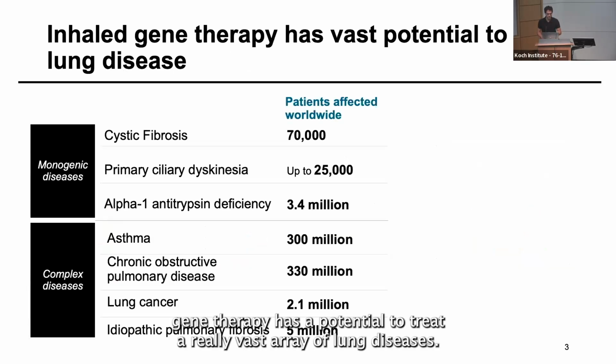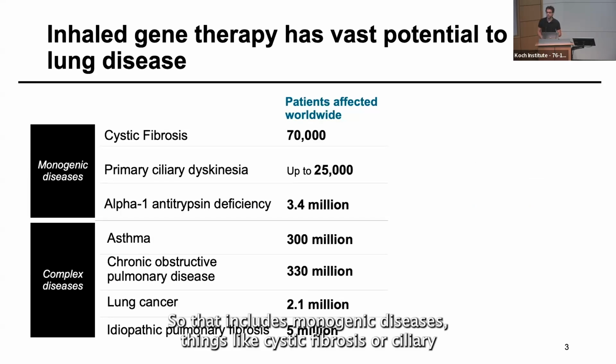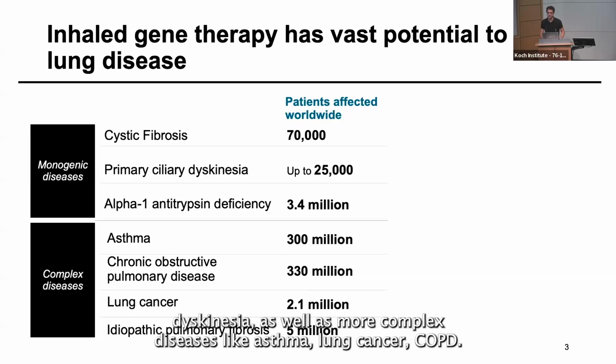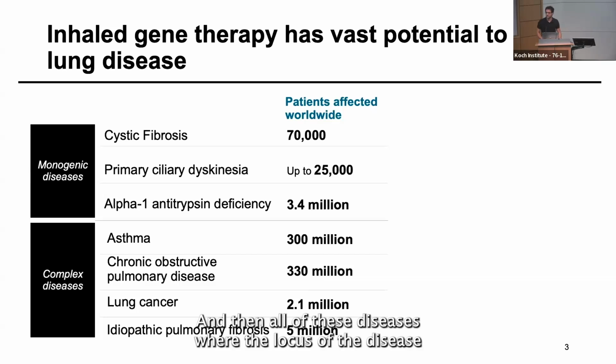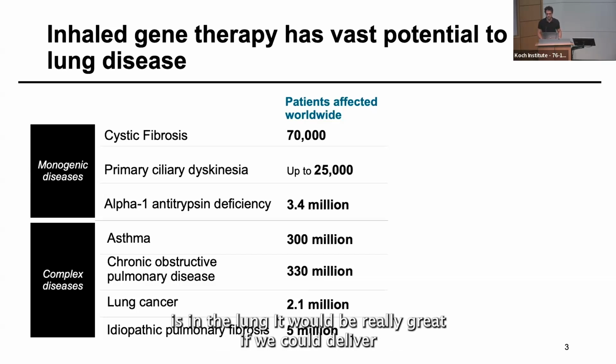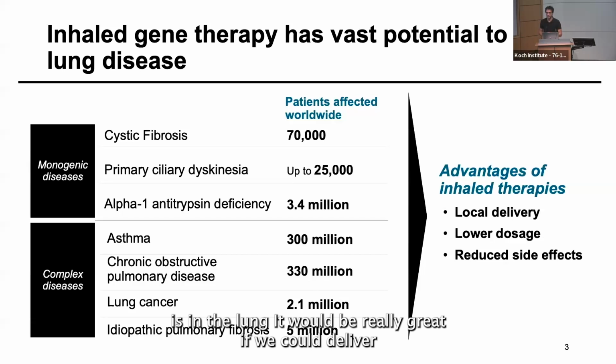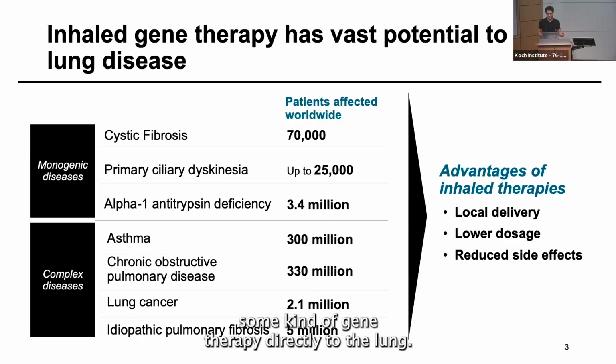Inhaled gene therapy has the potential to treat a really vast array of lung diseases. That includes monogenic diseases, things like cystic fibrosis or ciliary dyskinesia, as well as more complex diseases like asthma, lung cancer, or COPD. In all of these diseases where the locus of the disease is in the lung, it would be really great if we could deliver some kind of gene therapy directly to the lung.